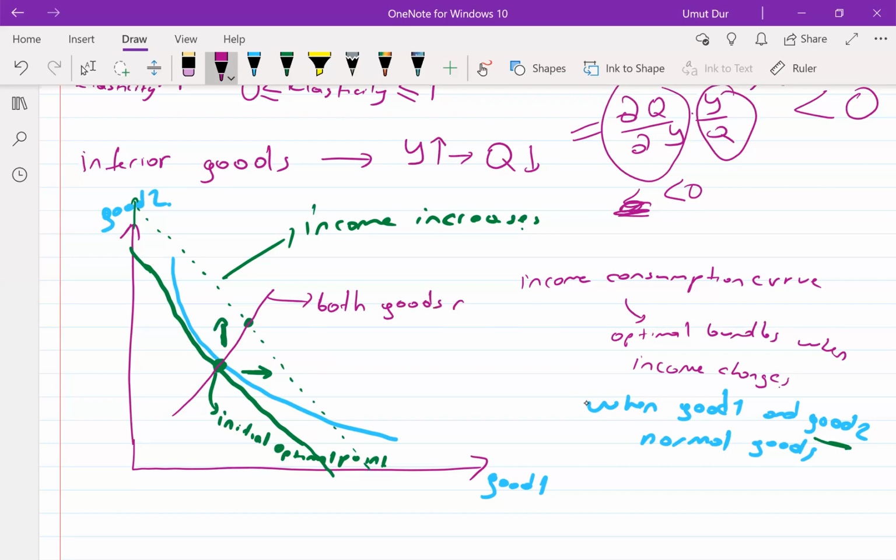Her iki ürünümüz de normalse, yani income'la birlikte ikisinin de consumption'ımız artıyorsa, then when my income level increases, when my budget line shifts away from the origin, then my consumption for both goods will increase. So which means that I will have an upward sloping income consumption curve.